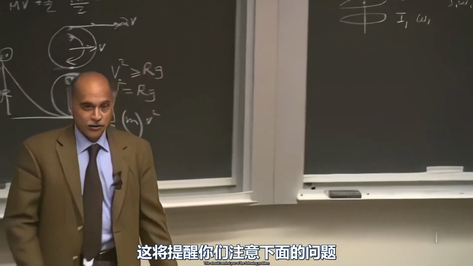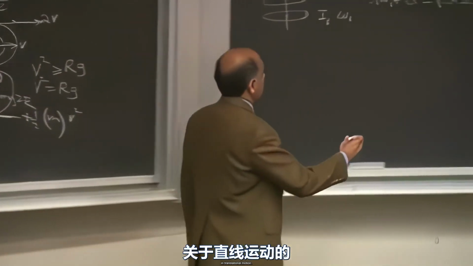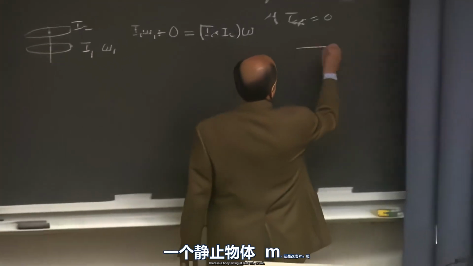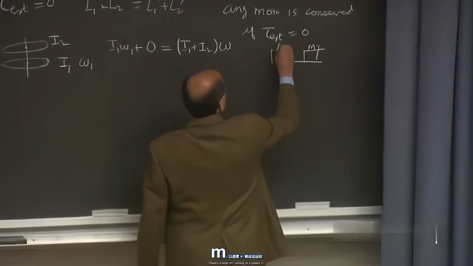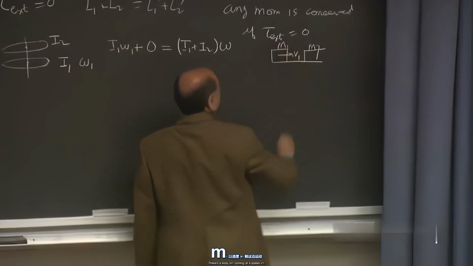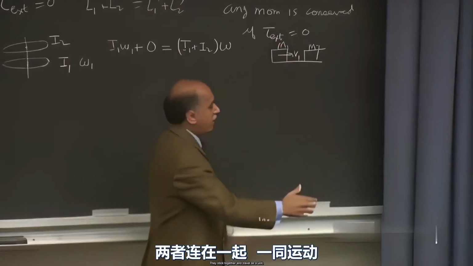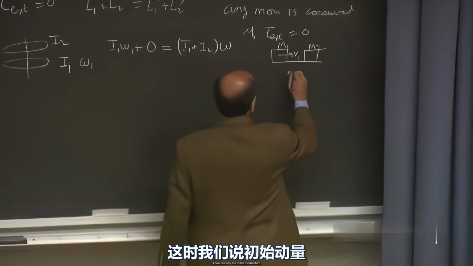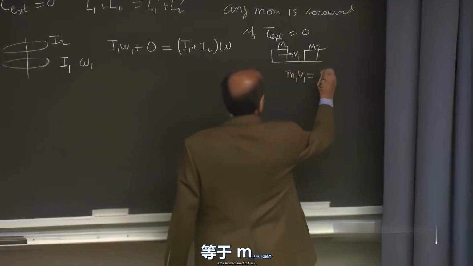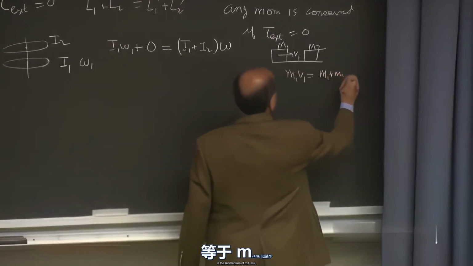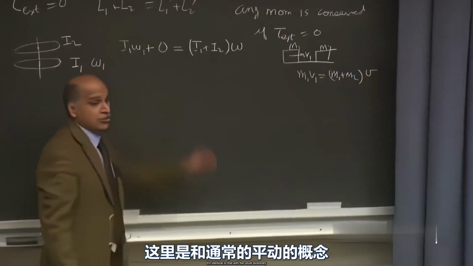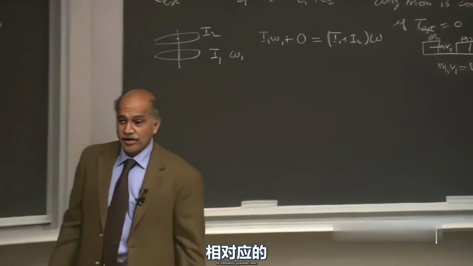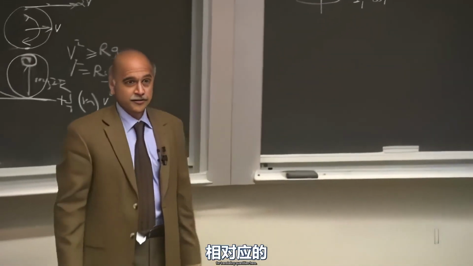This should remind you of the following problem in translational motion. There is a body sitting at rest, m2. There's a body m1 coming at a speed v1. They stick together and travel as a unit, what happens? Then we say the initial momentum is the momentum of m1 plus m2 traveling at some final speed. It's identical to that with the usual dictionary for translating quantities here.